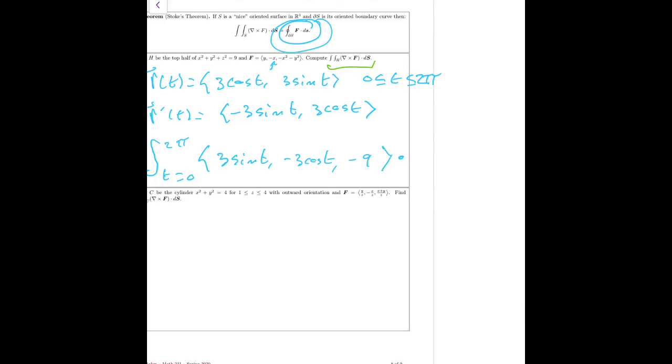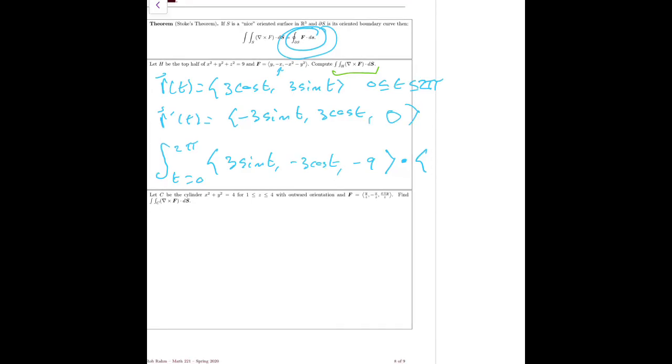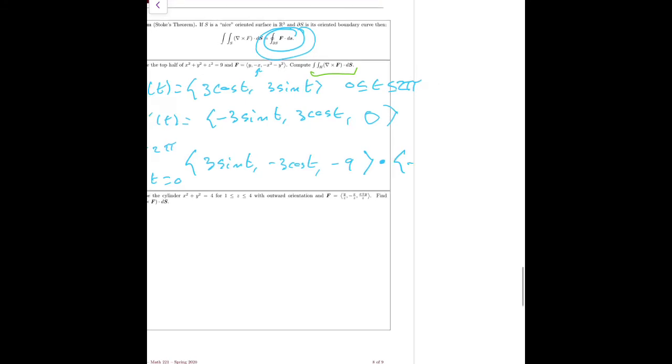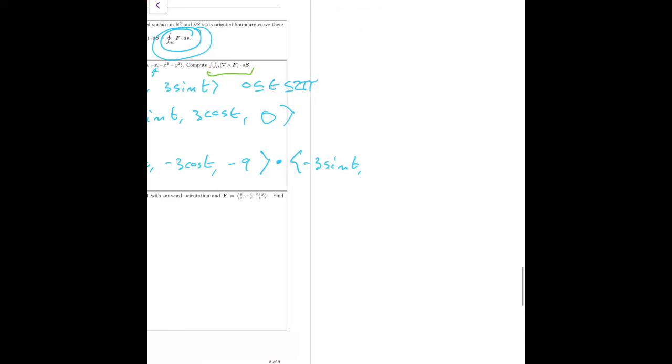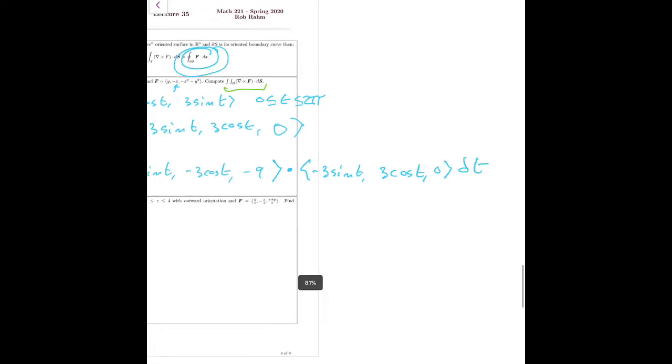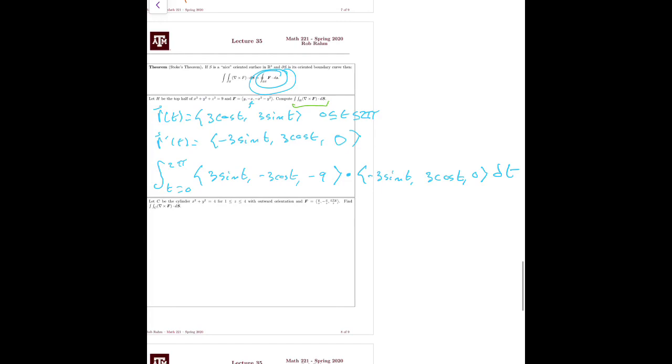And now we're going to dot this with r prime. Notice up here, I foolishly left off the third component, but the third component is always going to be equal to 0. That's the z component; z is always equal to 0 for this curve. So this is dotted with minus 3 sine t, 3 cosine t, 0 dt. And now this is just a t integral.